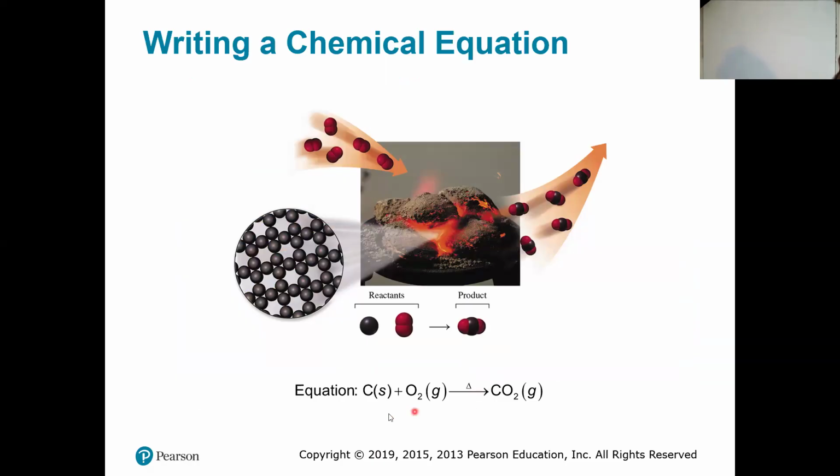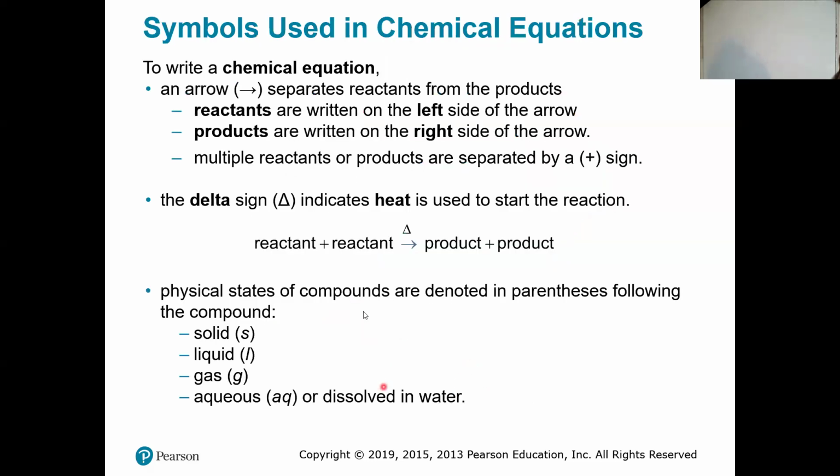Okay, so let's look at how we write out chemical equations. This is an example of carbon and oxygen producing our carbon dioxide. We're going to talk about what this delta symbol means as well. So whenever you're writing out a chemical reaction, you're going to notice a few different parts of that reaction that repeat no matter what the reaction is. So you're going to have your reactants, which is what you start with on your left side. And you're going to have your products, which is what you end with on your right side. And there's going to be an arrow that separates them.